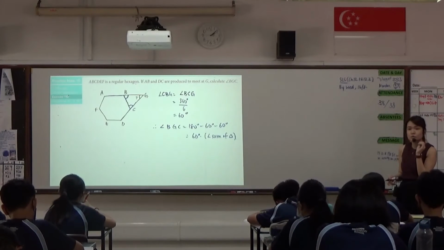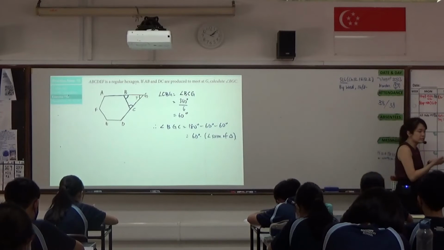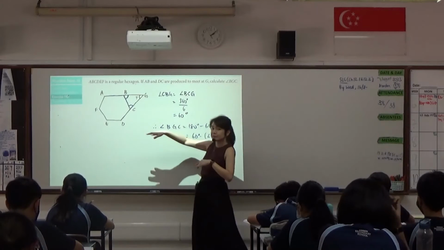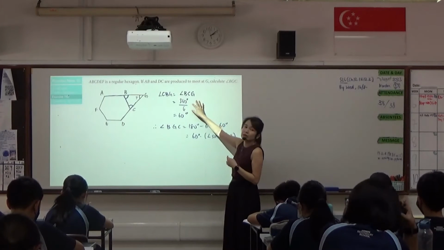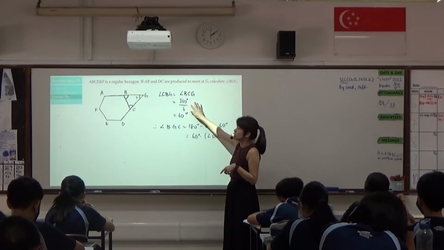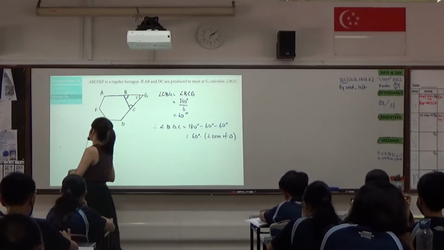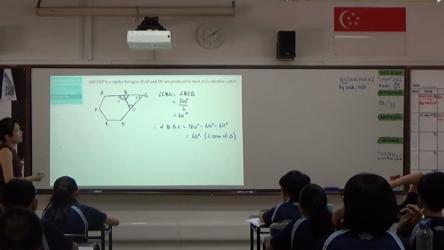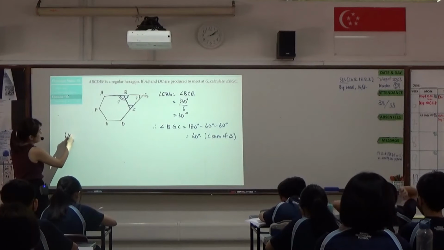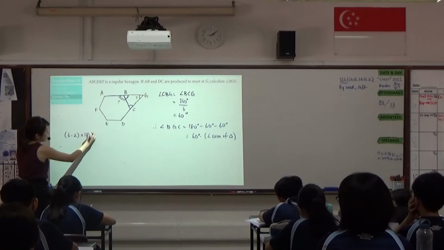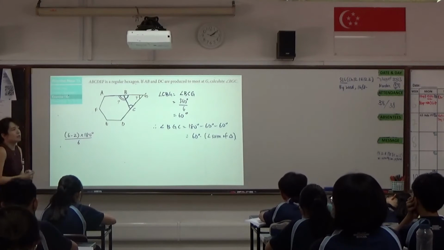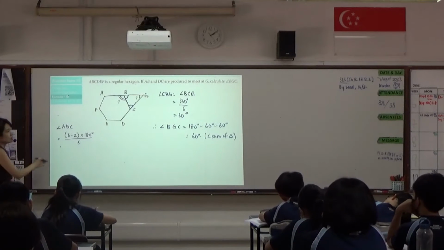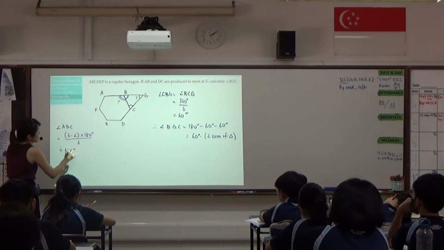Although this question did not give us any numbers, neither did it give us any diagram, it was still possible to solve because we know the sum of exterior angles is 360. Or you can use the sum of interior angles as well, if you want to find out this angle. The sum of interior angles will be 6 minus 2 times 180 degrees divided by 6. That will give us angle ABC, and that will be 120 degrees.